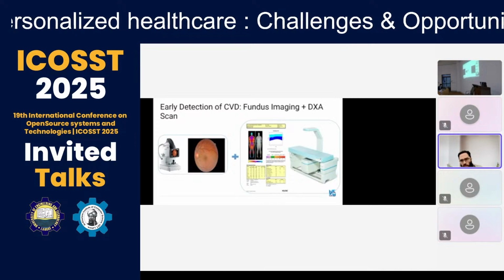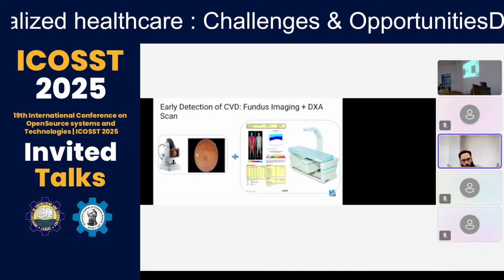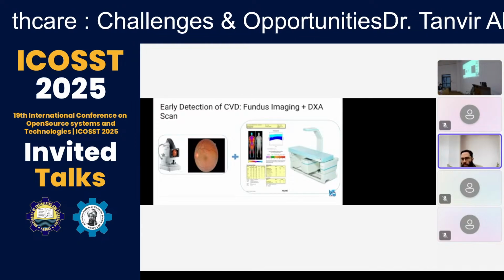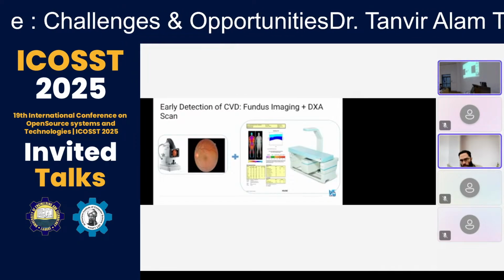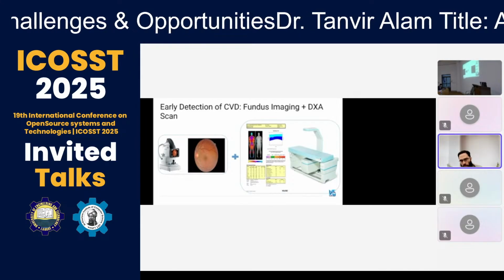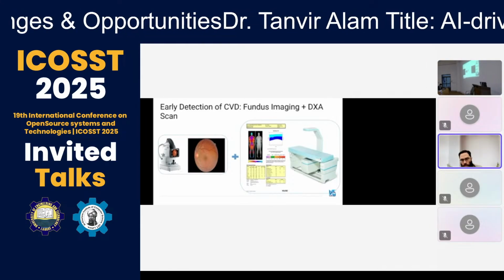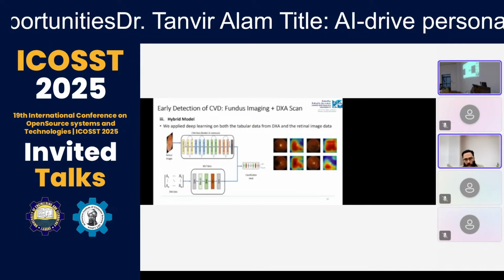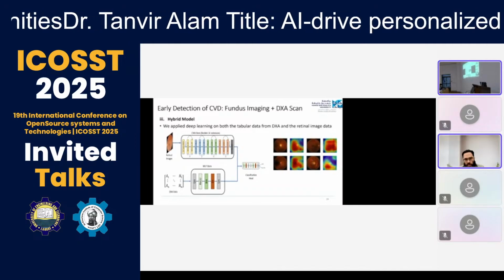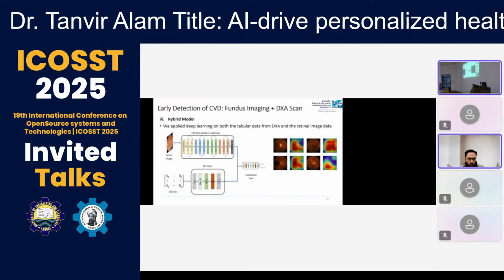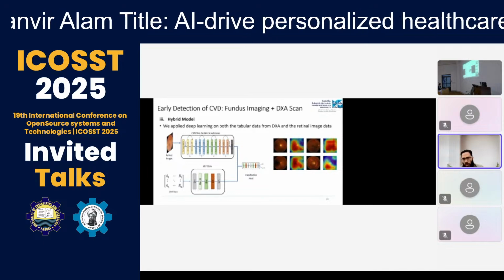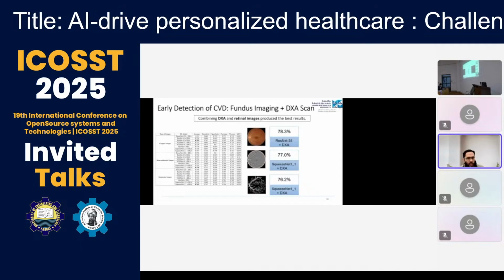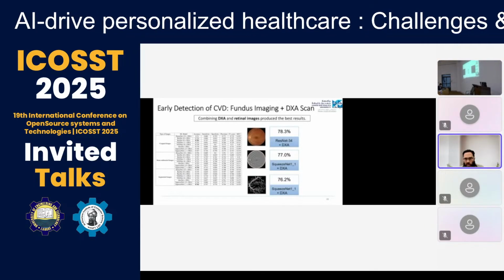So here we are focusing on two modalities, one based on fundus imaging, ultra-wide view and regular fundus imaging, as well as DEXA imaging, which captures the whole body scan for your fat, muscle, and the bone density. So these are completely non-invasive. And using these multimodal non-invasive modalities, we build our model on a Qatari cohort, and we get reasonably good results. We got roughly 80% accuracy on the early detection of cardiovascular disease.